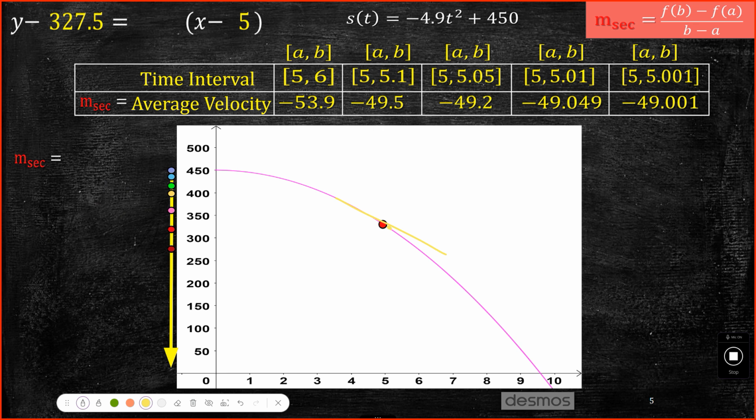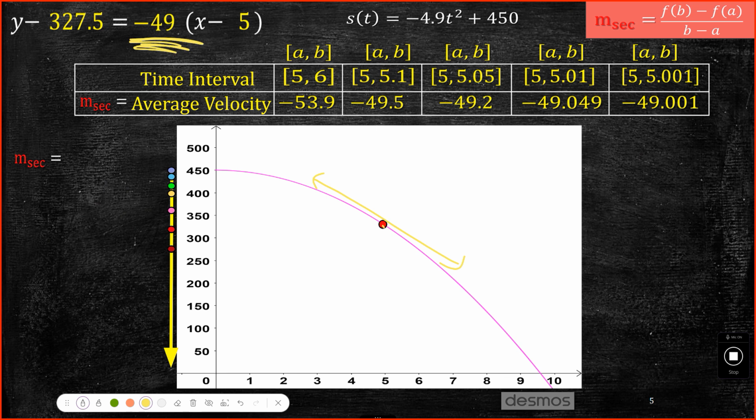And if you really want to test it, we can do 5 and 5.000001, and that one will most probably just give you the answer, negative 49. You can put it in a calculator if you really want to, and we'll just say that the slope, the rate of change at this point, is negative 49.